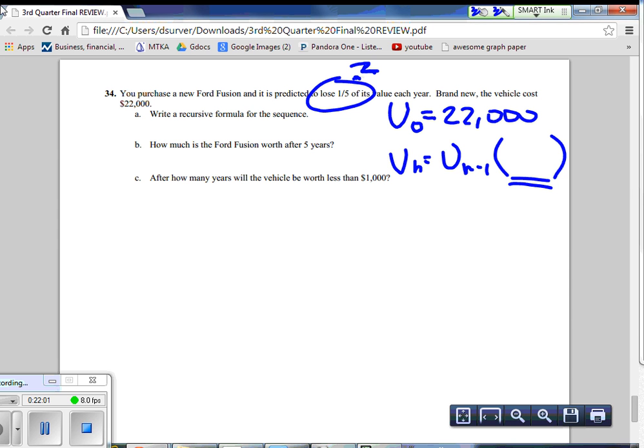Should that be 1 plus 0.2? Should be 1 minus 0.2. It's going to lose 20% of its value. 1 minus the 0.2. Okay? And then that's not done yet. You have to make sure you write your domain for it, and then you'd use the calculator to figure out what U sub 5 is and how many years. You have to just keep going through the table until you find out where the car is worth less than $1,000. It is sad but true.